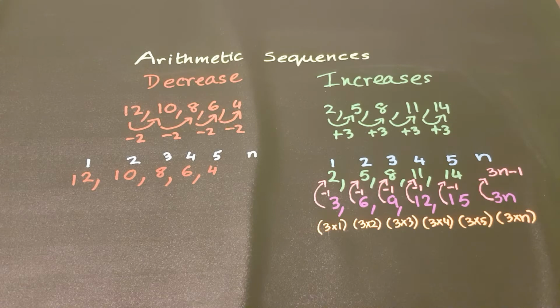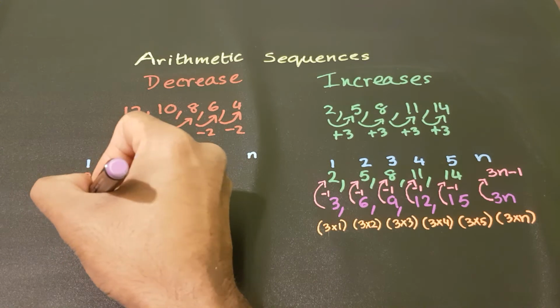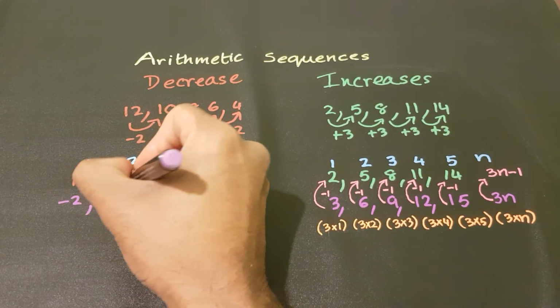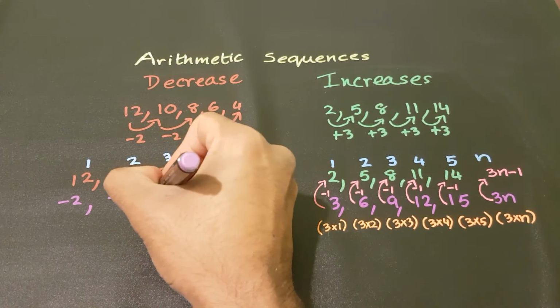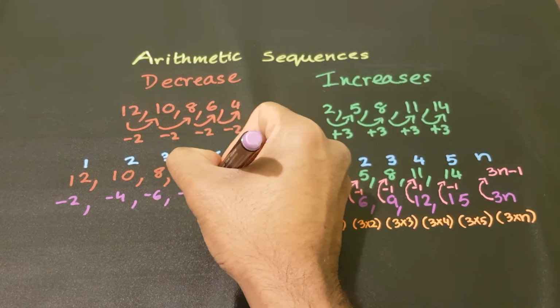So I have to ask myself a simple question. What do I know that goes down by 2 each time? And it's the -2 times table. So I'm going to write it out. -2, -4, -6, -8, and -10.